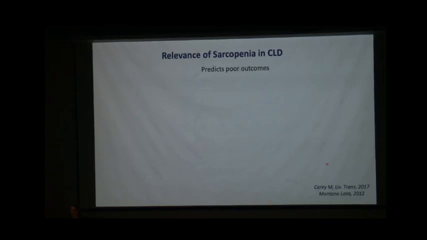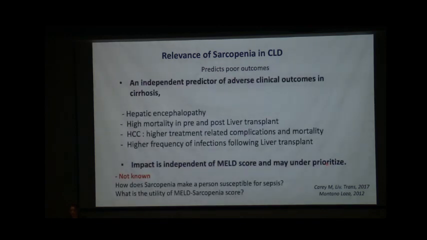So is sarcopenia relevant in liver cirrhosis? Yes, because it predicts poor outcome. It is an independent predictor of adverse conditions such as hepatic encephalopathy, high mortality both pre and post liver transplant, HCC with higher treatment risk, complications and mortality, and higher frequency of infections following liver transplant. So the impact is independent of the MELD score and it may be under-prioritized. Till now we do not know why sarcopenia patients are more susceptible to sepsis. What is the utility of the MELD-sarcopenia score?